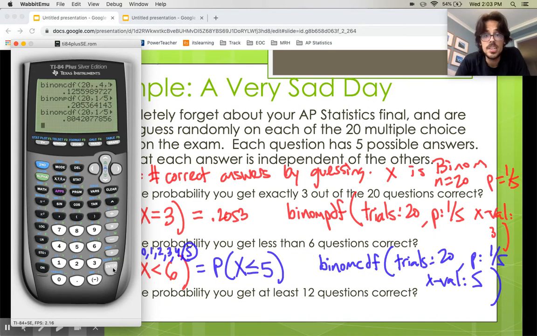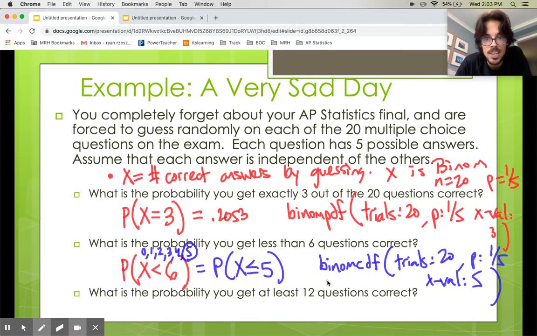So let's appreciate for a second what this is saying right here. If you don't know what you're doing and you just straight up guess on every single question blindly, there's an 80% chance you don't even get 6 questions right. You get 5 or less. Okay, so that's what the math says.